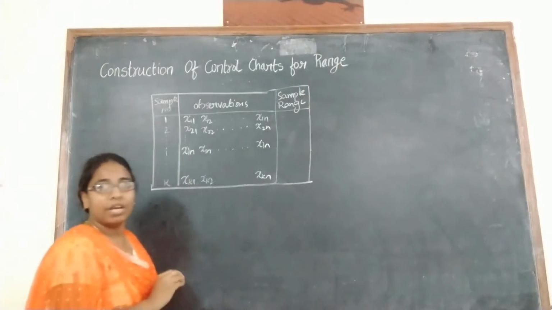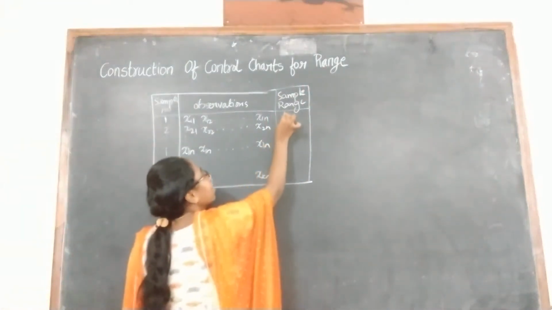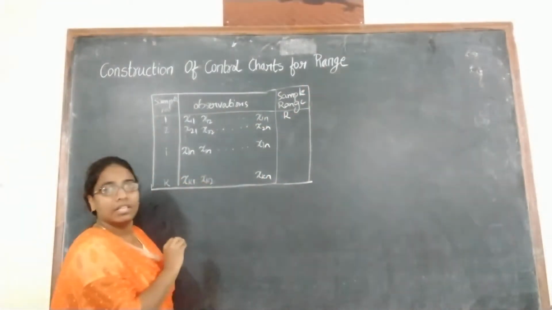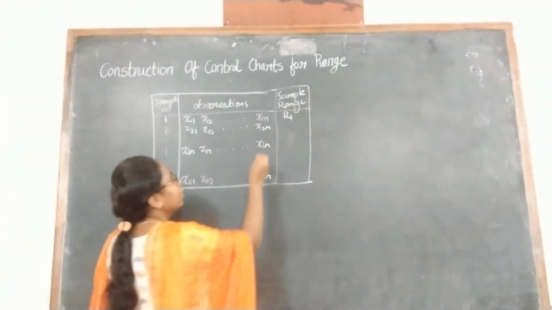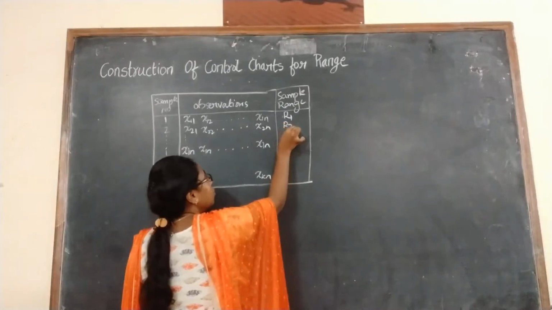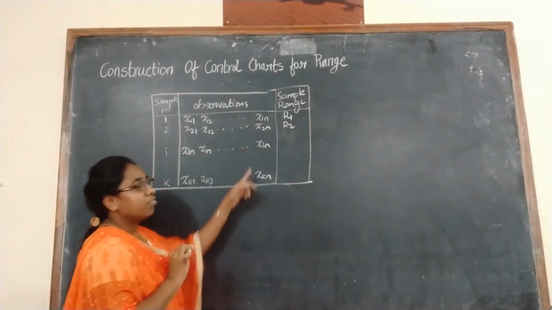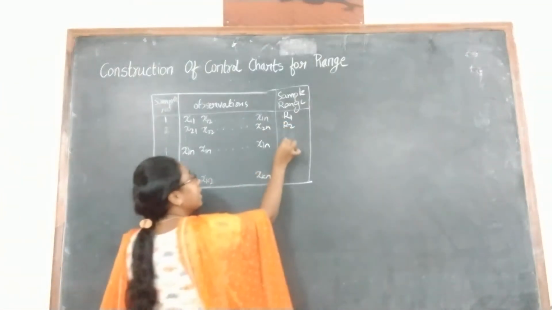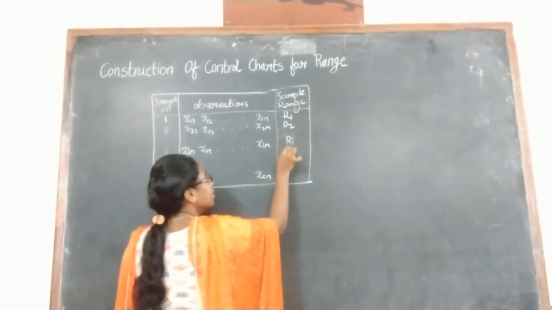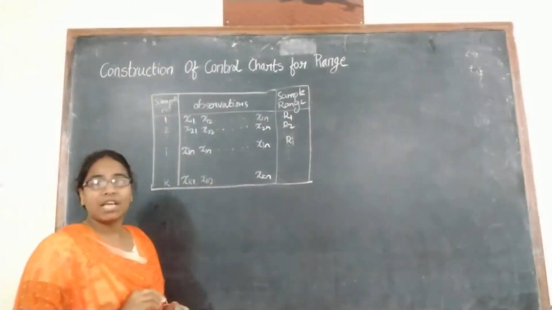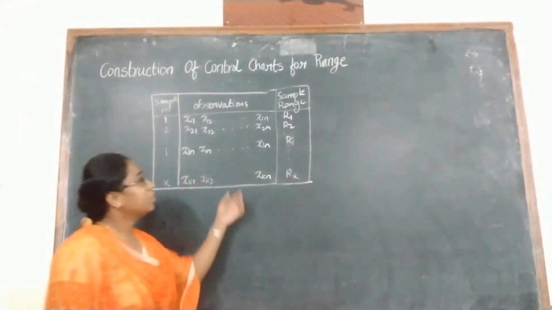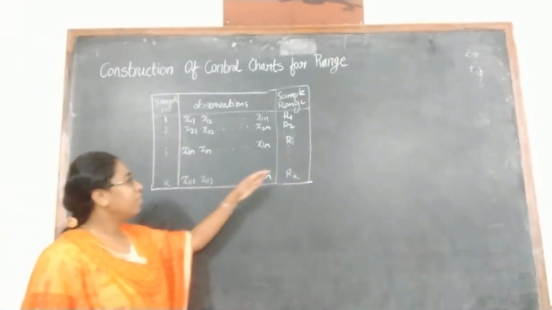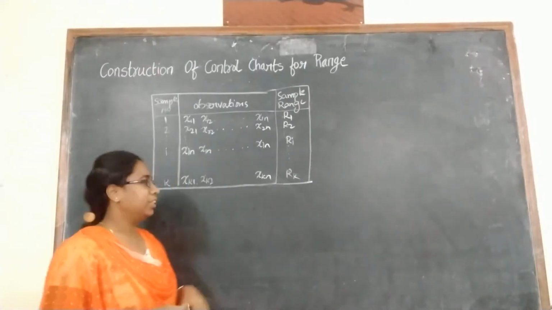These sample ranges are denoted with R. For the first sample, the range is given as R1. For the second sample, the range is given as R2. So on like that. For the ith sample, the range is Ri. Similarly, for the last sample, the range is Rk. So for total k samples, we will find the sample range.